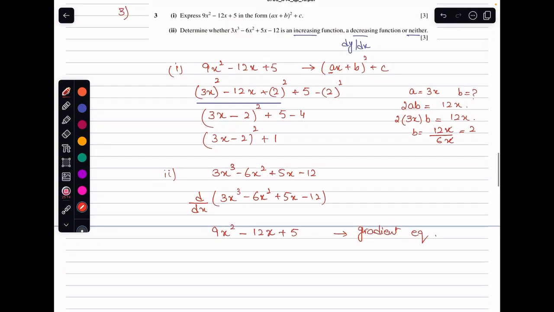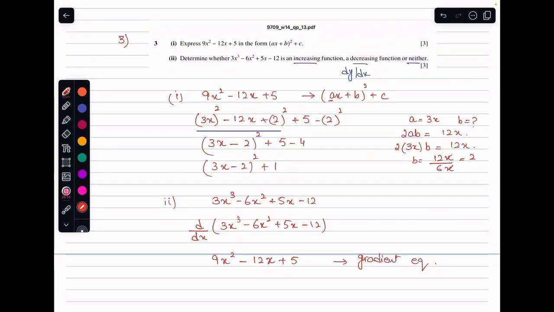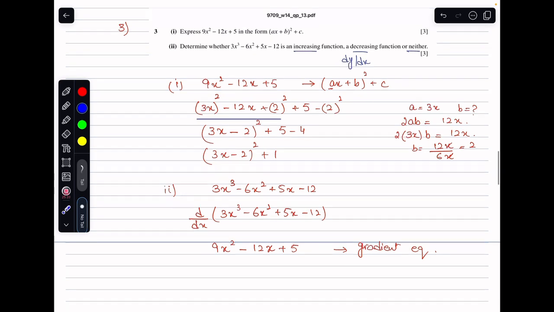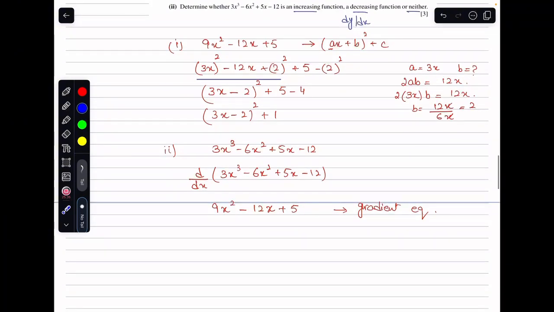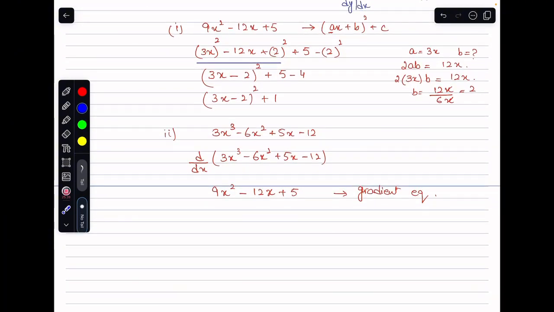Now, if I look at part 1, they have actually given us the expression 9x squared minus 12x plus 5, and we have already expressed this function in the completed squared form. It is 3x minus 2 the whole square and plus 1, meaning I can take help from part 1 and I can write this equation as 3x minus 2 the whole square and plus 1. Now this is going to be my gradient equation. So with this gradient equation, I need to decide whether it is increasing, decreasing, or neither.